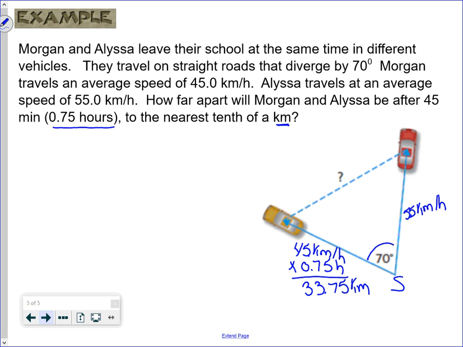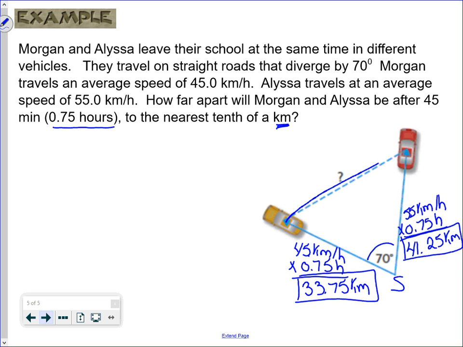We have to do the same thing for the red car. So this person, Alyssa, is driving at 55 kilometers an hour. If we multiply that by how long she's been driving, 0.75 hours, we will get 41.25 kilometers. So we want to be using the distances that they're driving, not the speeds, because we're looking for the distance that they are apart. We're looking for this line here. Okay, so I'm going to label these with M for Morgan and A for Alyssa. So we're actually looking for side S. Side M is going to be the 41.25 kilometers, and side A is going to be the 33.75 kilometers.